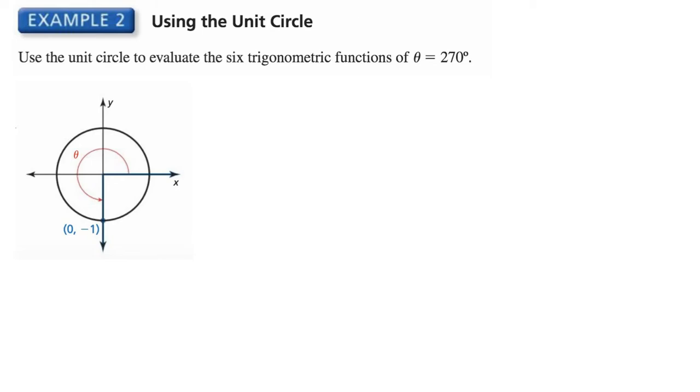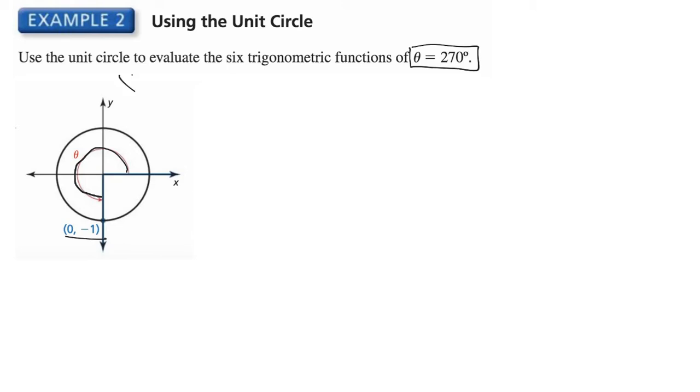All right, so now we're going to be looking at the unit circle, and it says use the unit circle to evaluate the 6 trig functions of theta equals 270. So it tells you that 270 is right here, and it tells you that you have 0 and -1.